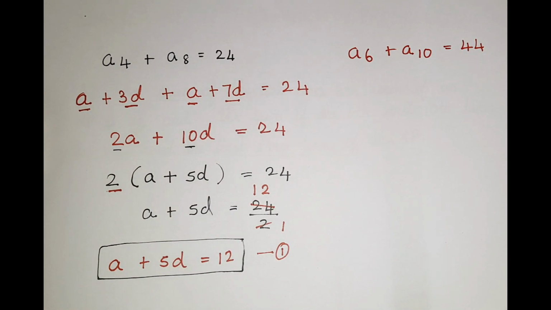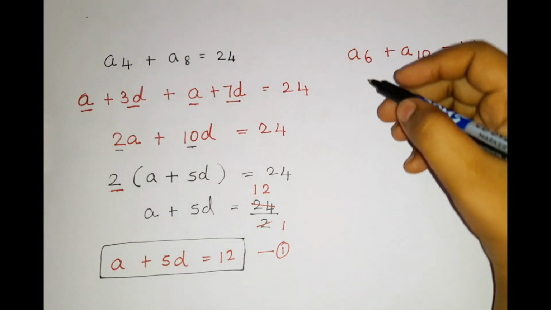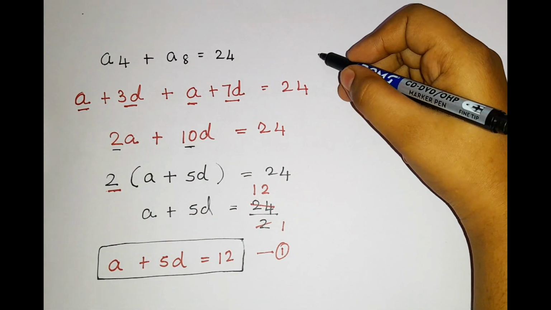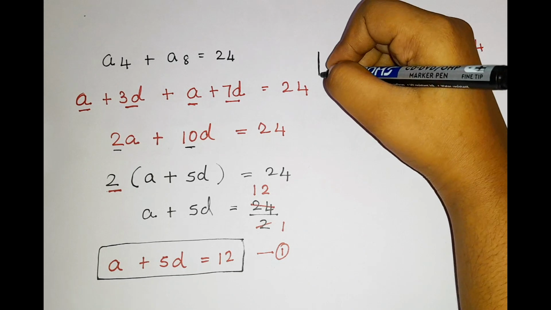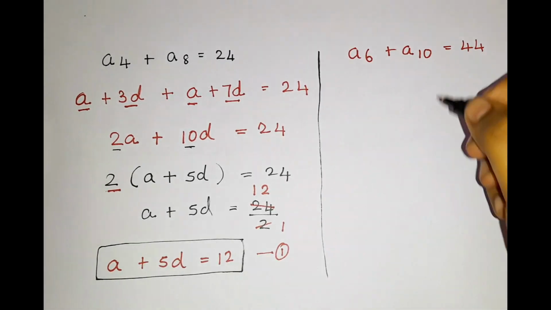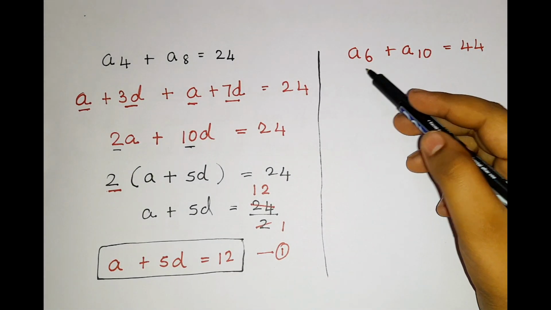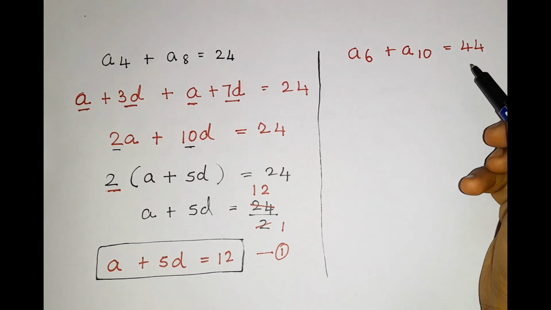Okay guys, so I just wrote it as it is. Now we can actually split it once again. I'll just draw a line so that you can differentiate between these two values. Now we have A6 plus A10 is equal to 44, isn't it?